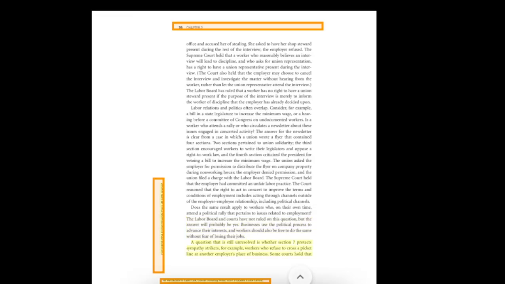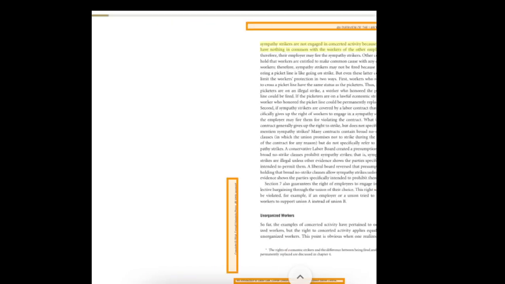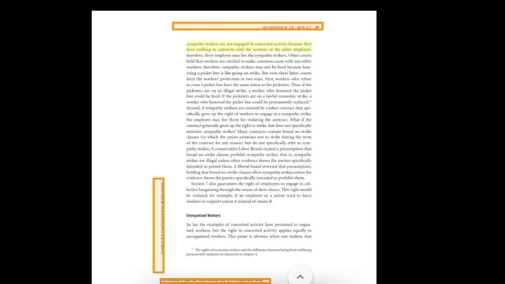A question that is still unresolved is whether Section 7 protects sympathy strikers, for example, workers who refuse to cross a picket line at another employer's place of business. Some courts hold that sympathy strikers are not engaged in concerted activity because they have nothing in common with the workers of the other employer. Therefore, their employer may fire the sympathy strikers. Other courts hold that workers are entitled to make common cause with any other workers. Therefore, sympathy strikers may not be fired because honoring a picket line is like going on strike.